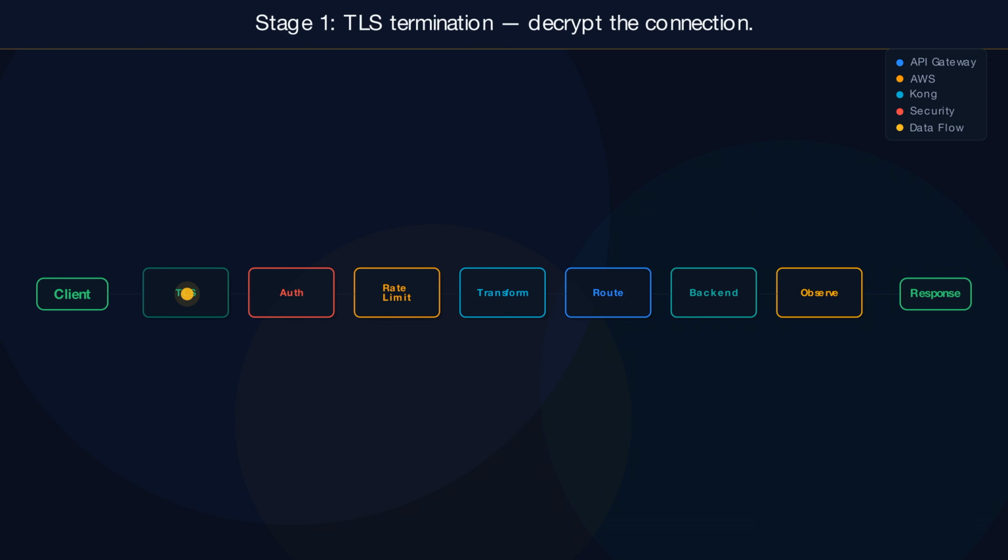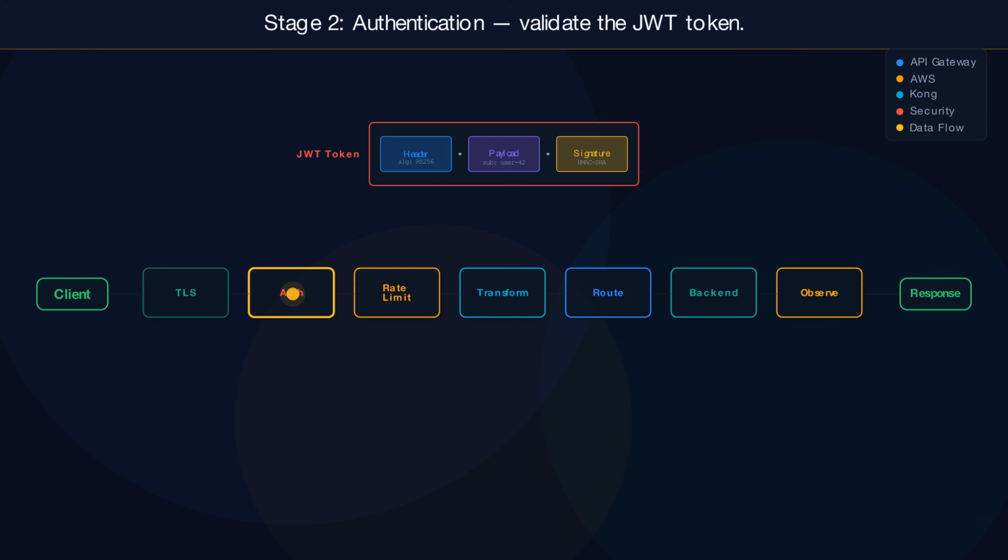Stage 2. Authentication. The gateway extracts the JWT token from the authorization header. A JWT has 3 parts: header, payload, and signature, separated by dots. The header specifies the algorithm, RS256 for RSA signatures, or HS256 for HMAC. The payload contains claims: subject, issuer, expiration. The signature validates that the token hasn't been tampered with. If any part is invalid, wrong algorithm, expired token, bad signature, the request is rejected immediately. It never touches your backend.